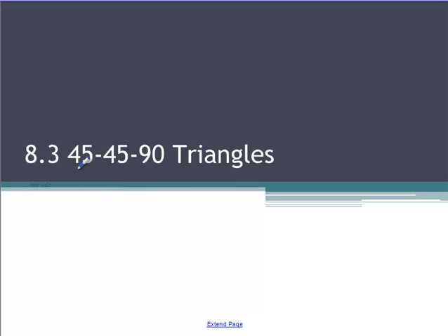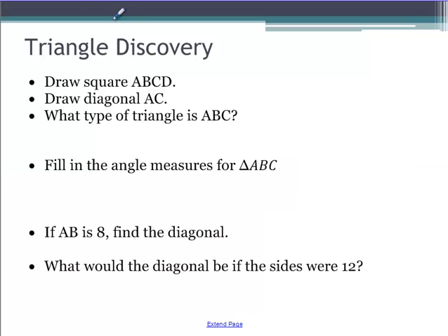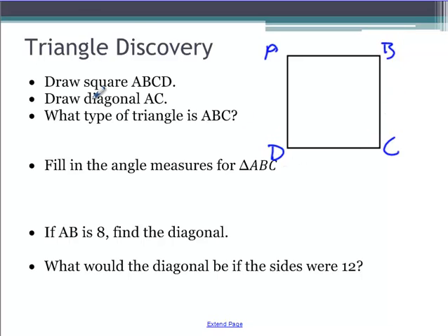Today we're talking about a special triangle where the angles are 45, 45, and 90 degrees. So, let's start by drawing a square. Let's label that square ABCD. And I want to draw in diagonal AC. Okay? Triangle ABC. What type of triangle is it?